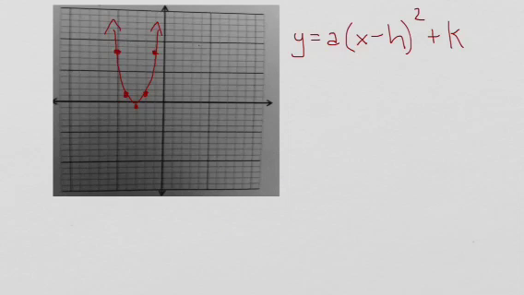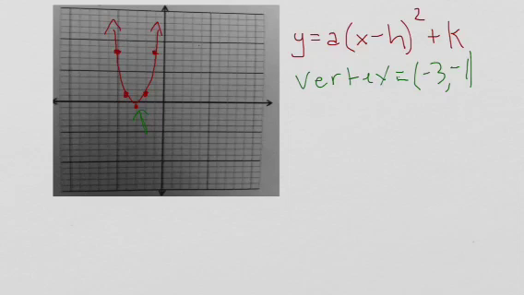Alright, let's look at actually finding the equation. So here I have a graph, not the best drawn graph, but we're going to go with it. As you can see, we can easily find the vertex here, and that's going to be important. So our vertex is negative 3, negative 1.